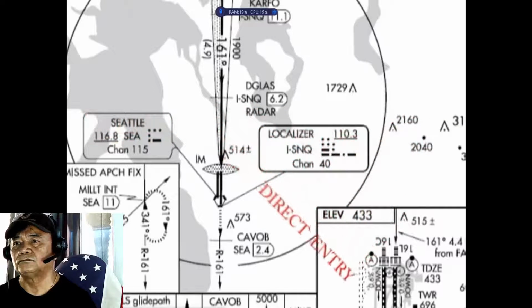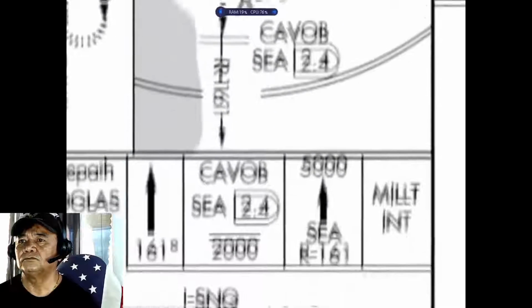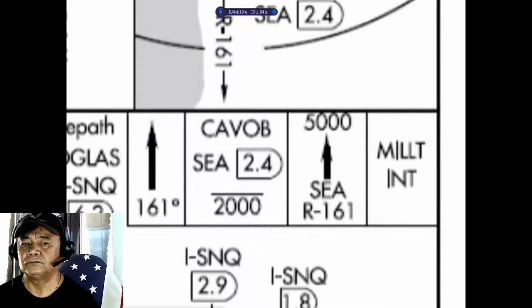The reason it's important to follow a missed approach route is in case the airport has obstacles nearby and under IFR conditions may not be seen by the pilot. So the missed approach route is designed to protect your aircraft from obstacles, terrain, and even other traffic.